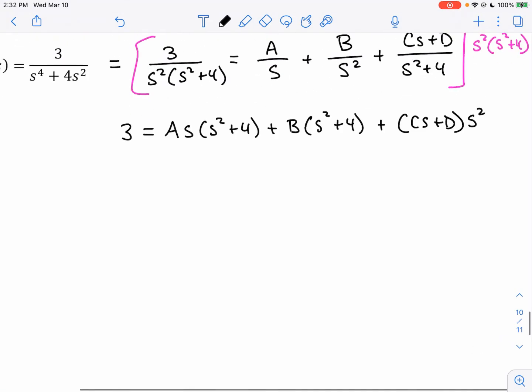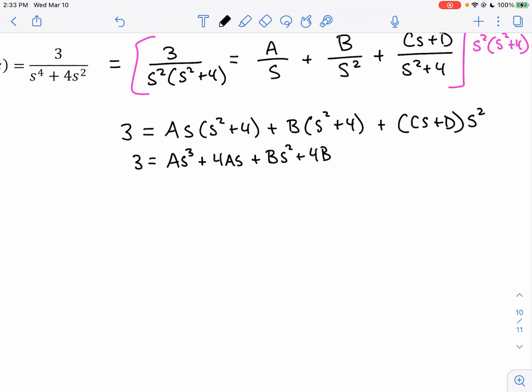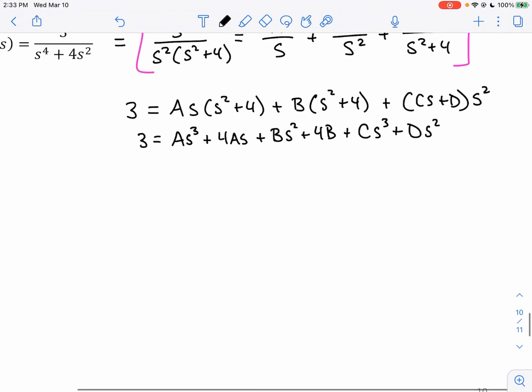So I'm going to distribute everything. So we have as cubed plus 4as plus bs squared plus 4b plus cs cubed plus ds squared. So got rid of all the parentheses. Now gather all the s cubed terms together. So we have, there's an as cubed and a cs cubed. So a plus c times s cubed.